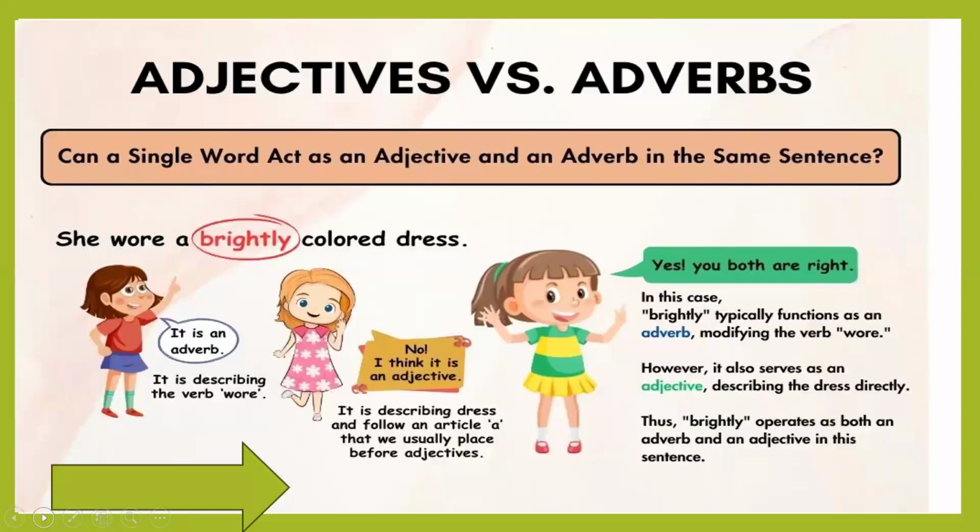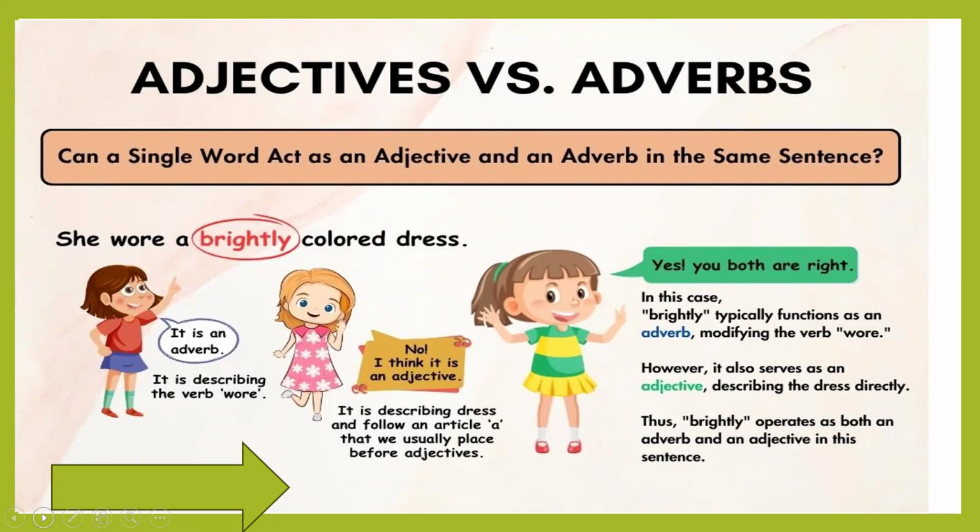So adjective versus adverbs. Now a question may arise: can a single word act as an adjective and an adverb in the same sentence? Now look at the example. She wore a brightly colored dress. Brightly, it is an adverb. How? It is describing the verb wore, past form of the verb wear. So brightly is an adverb.